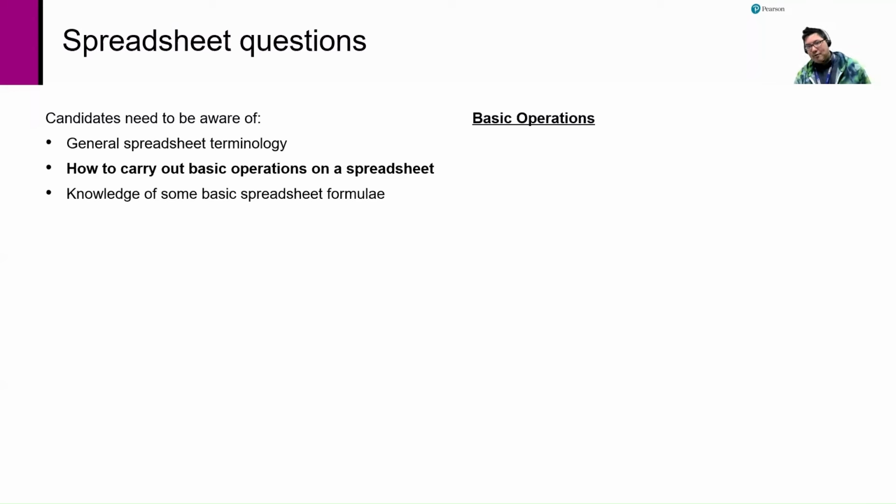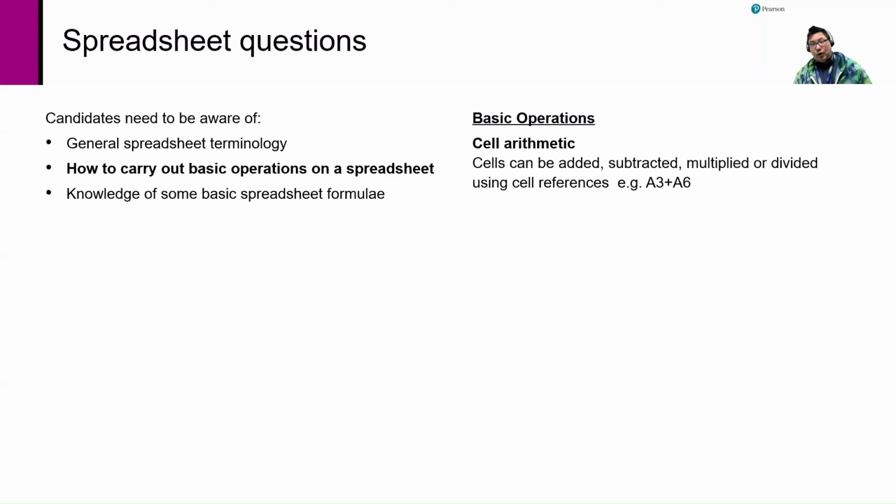Now, basic operations in a spreadsheet. Those cells with all that data in them can be added, subtracted, multiplied, or divided, and this can be done using those cell references. So if you wanted to add together A3 and A6, you would just use the formula A3 plus A6.